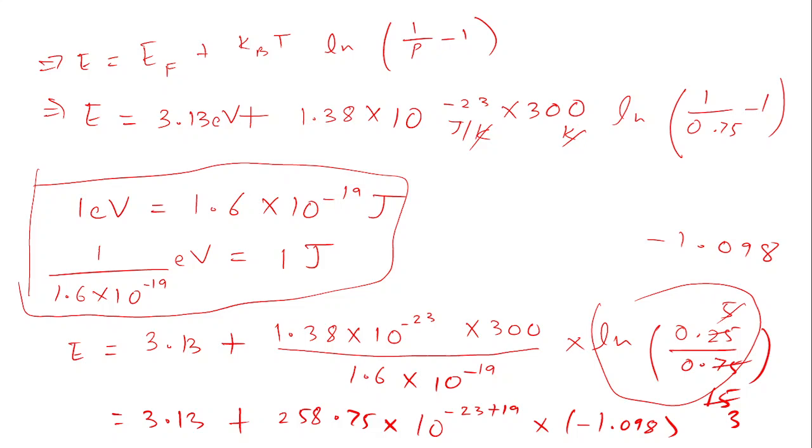Minus 23 plus 19 means minus 4, and when we calculate this, the final answer is 2.13.